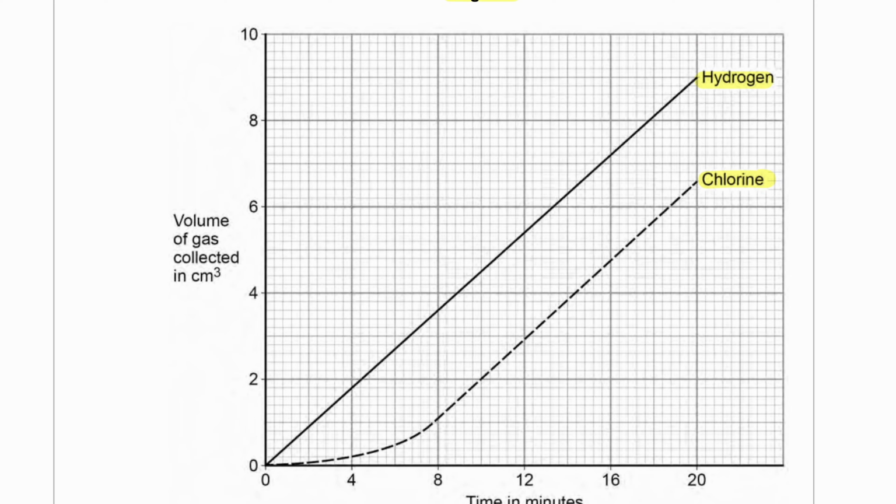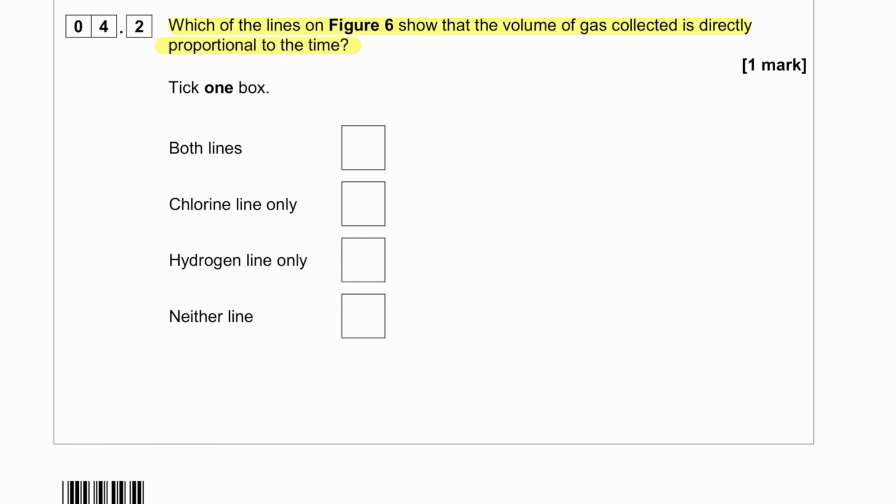Guys, whenever a particular relationship is directly proportional, it must go straight through the origin. So in this case, we can see the line for hydrogen only.